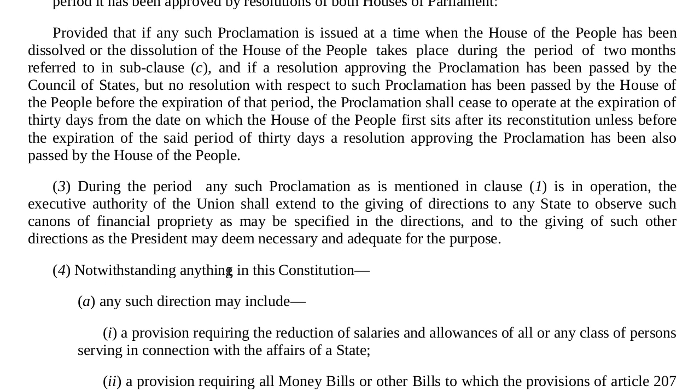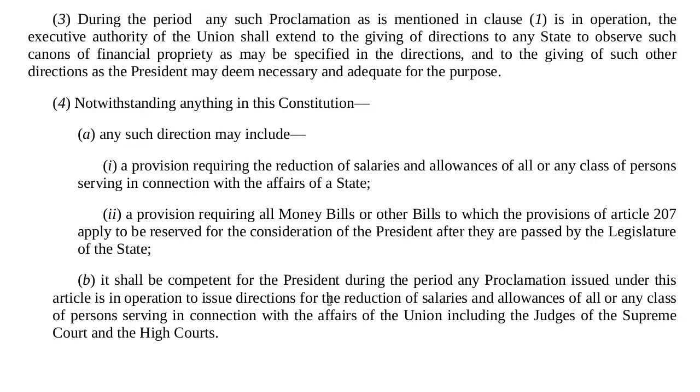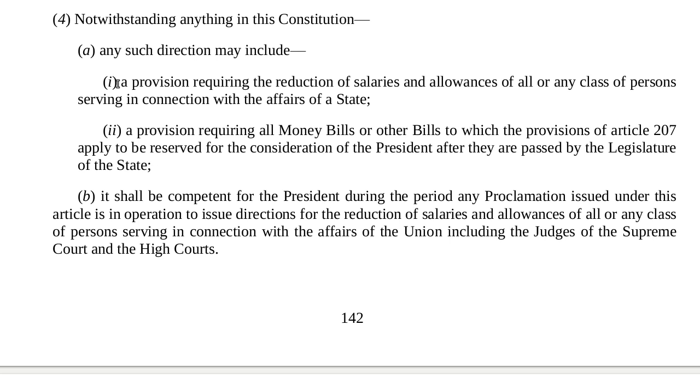4. Notwithstanding anything in this Constitution, A. Any such direction may include 1. A provision requiring the reduction of salaries and allowances of all or any class of persons serving in connection with the affairs of a state. 2. A provision requiring all money bills or other bills to which the provisions of Article 207 apply to be reserved for the consideration of the President after they are passed by the legislature of the state.